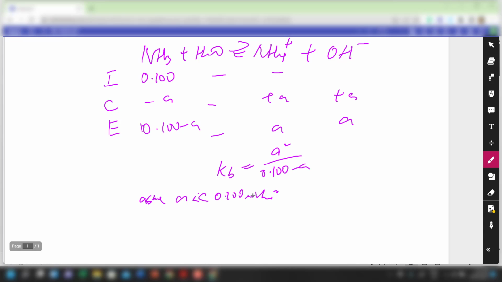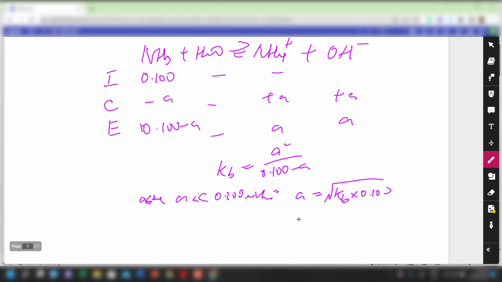Yeah, so from here we can determine A to be the square root of Kb multiplied by 0.100. Then we can easily input this formula into our cell and calculate and determine the pH. Some of you might be wondering, since we are using Excel, we don't have to do approximation. Am I right to say that?